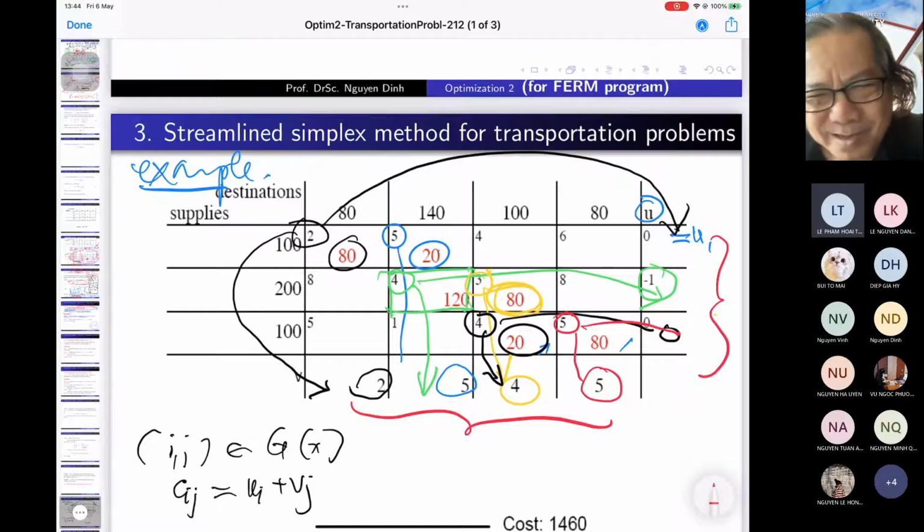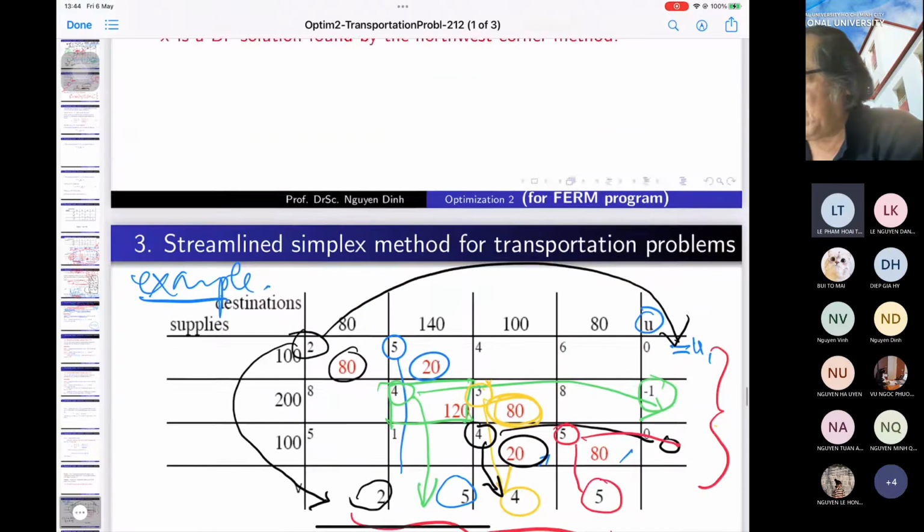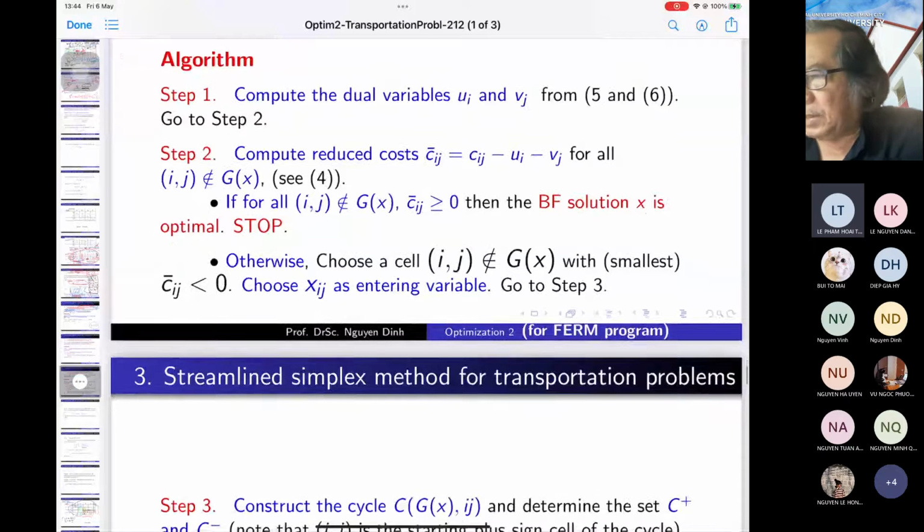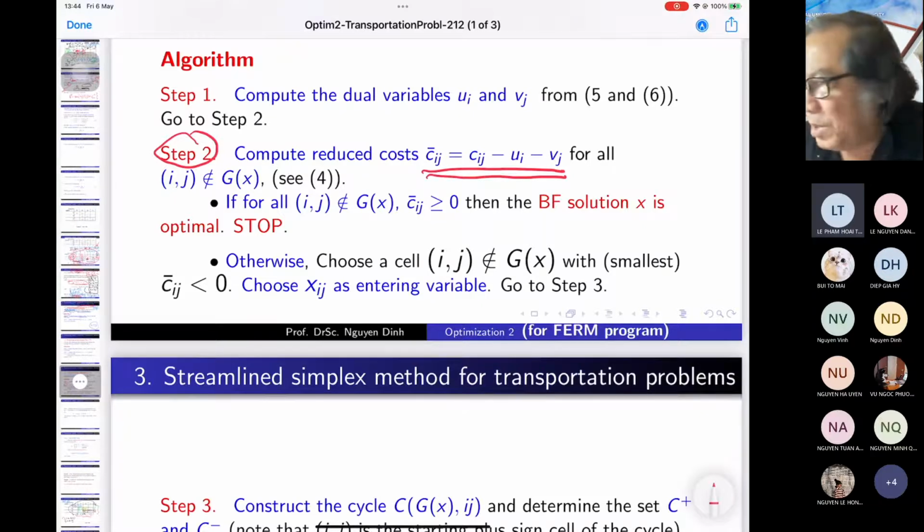Is that okay? You see, it is very easy to find out the UI and VJ. So the first step: find out UI and VJ. The second step: find C bar IJ. Take a look at the second step here. Compute the reduced cost: C bar IJ equals CIJ minus UI minus VJ, for all IJ that do not belong to GX.